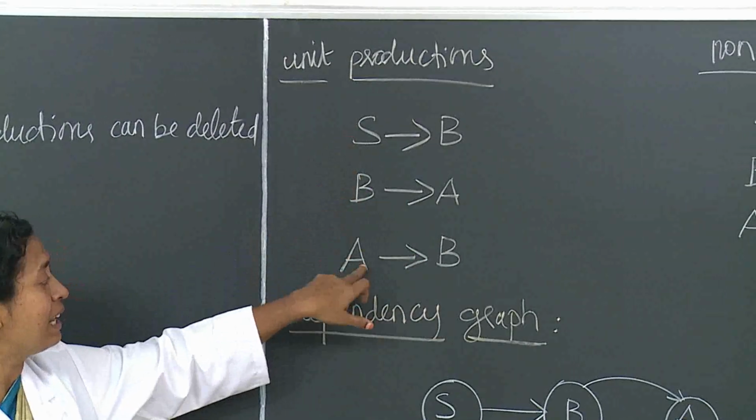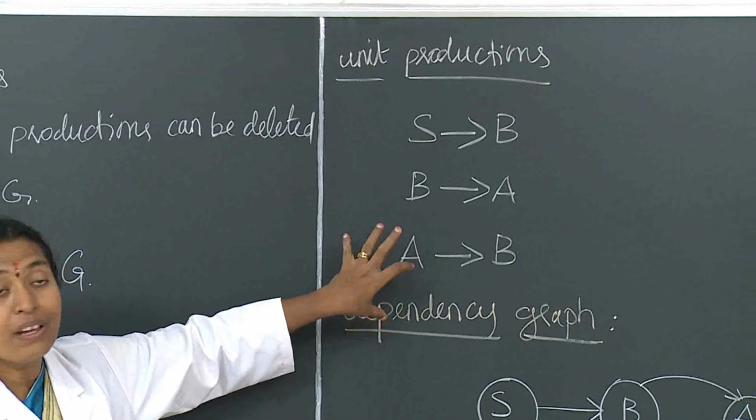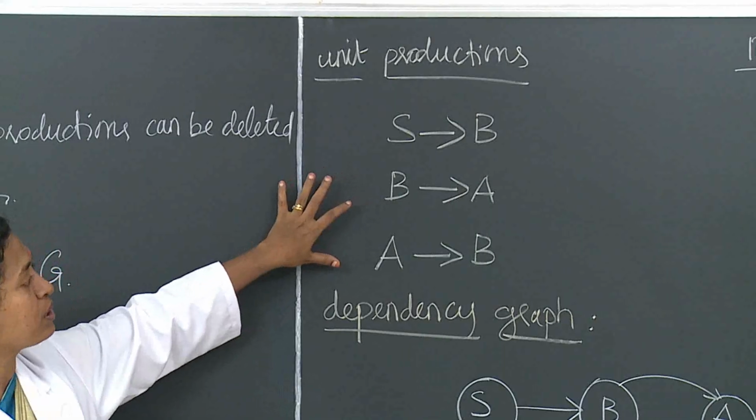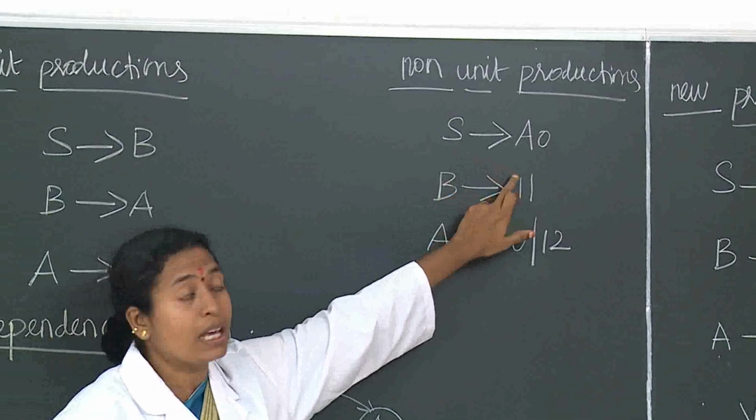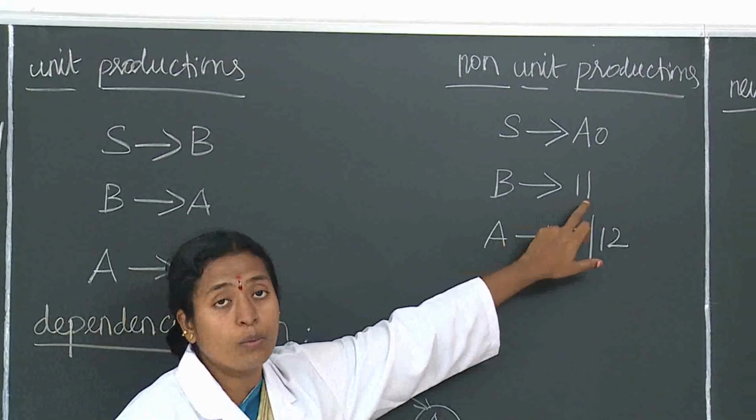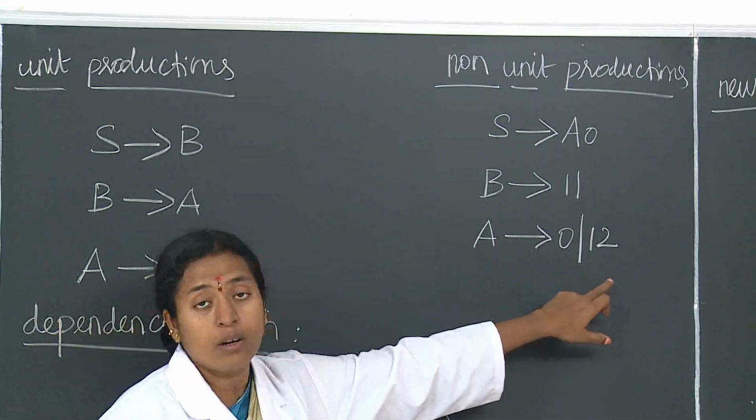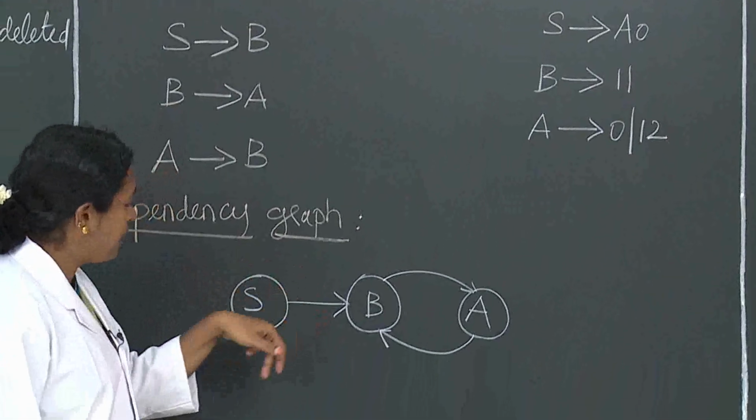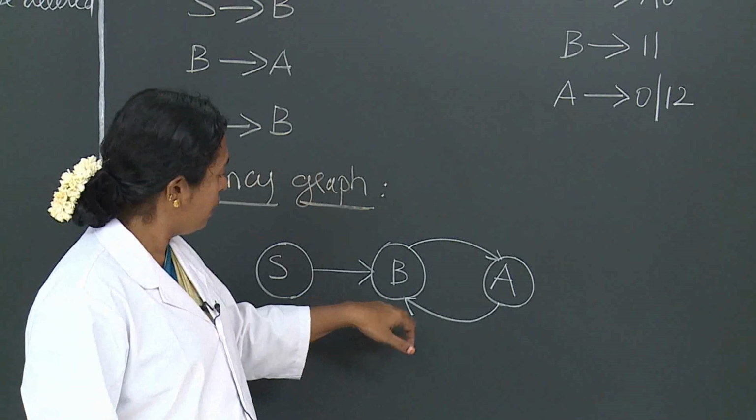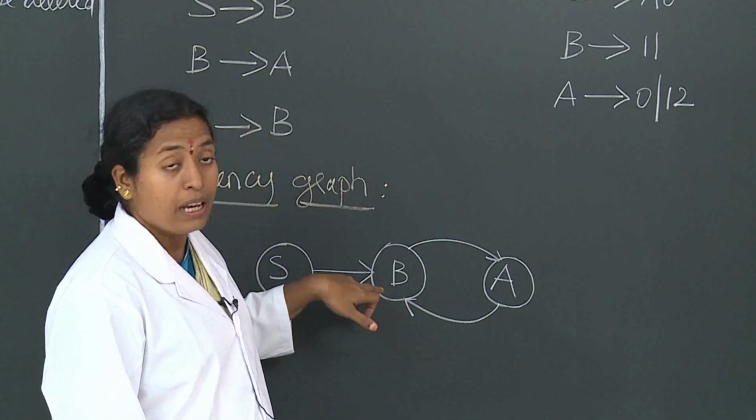There is a cycle and also dependency in this graph. We have to remove these unit productions. The non-unit productions, if you consider that, mean S tends to A0, then B tends to 11 and A tends to 0 or 12. All are terminals. Now we can see the dependency graph, that is S tends to B, here B tends to A, again A tends to B.